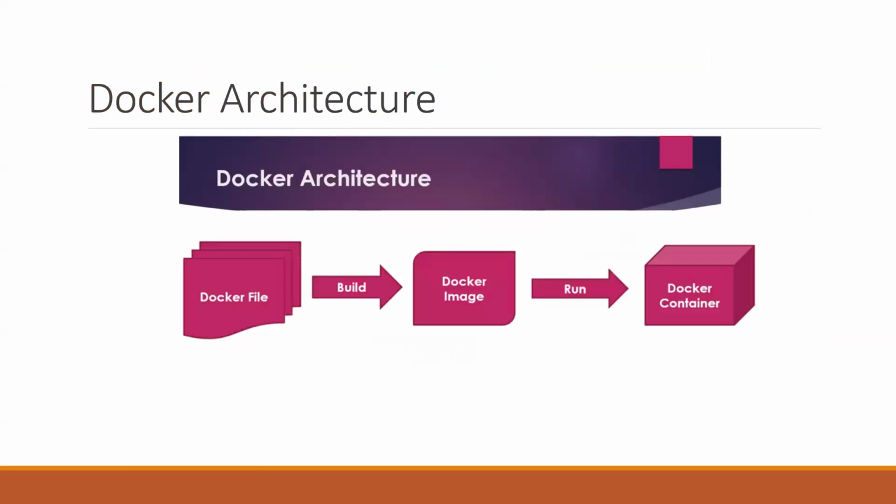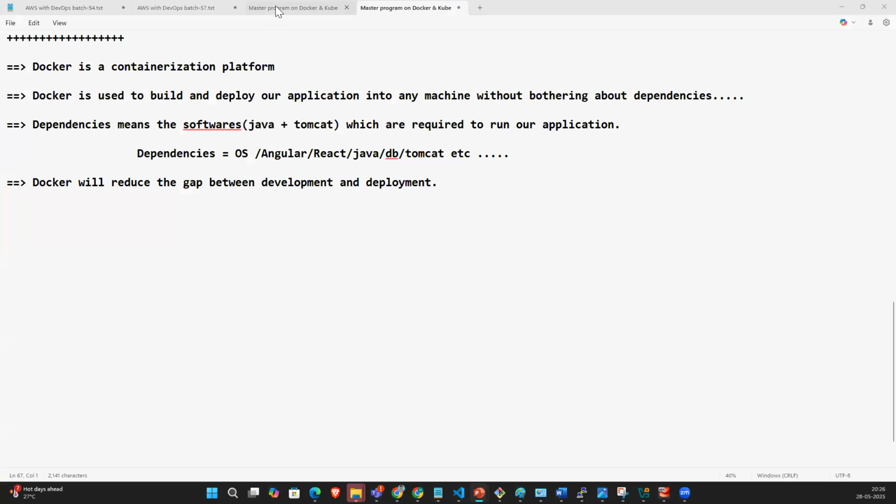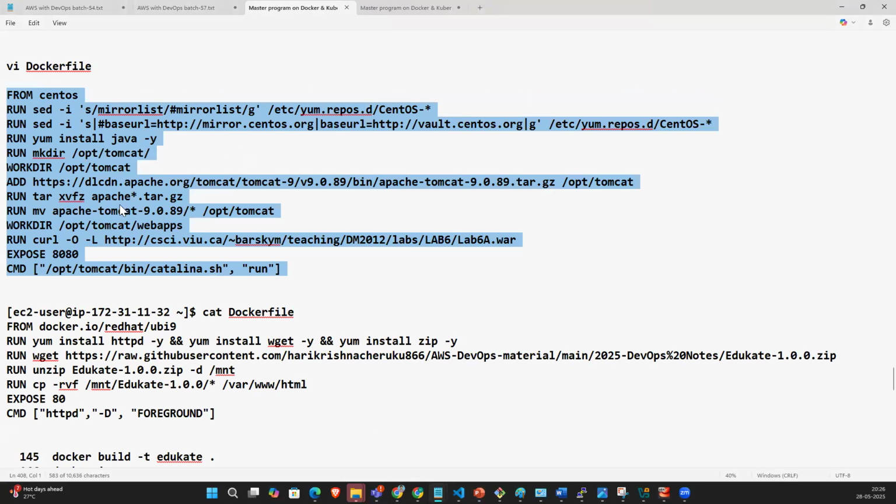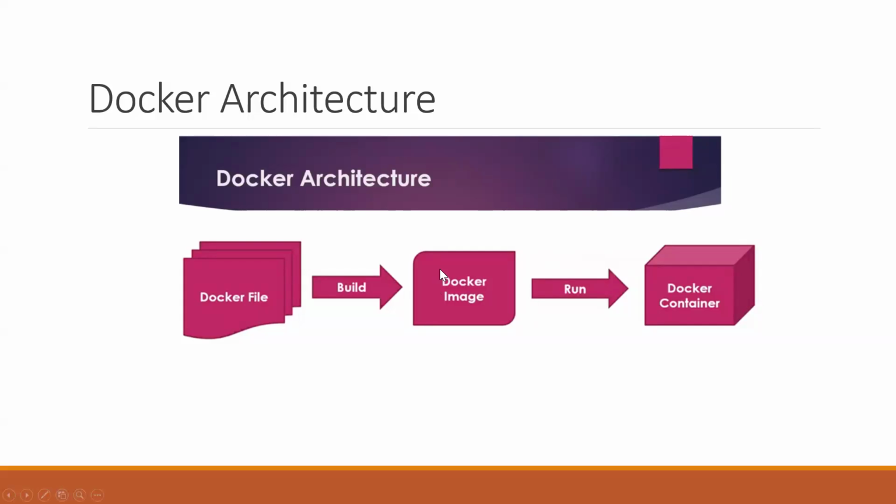Yeah. So this is the Docker architecture. We will create a Dockerfile, something like I already showed you. From the Dockerfile, we will build the Docker images. From the Docker images, we run them as a container.